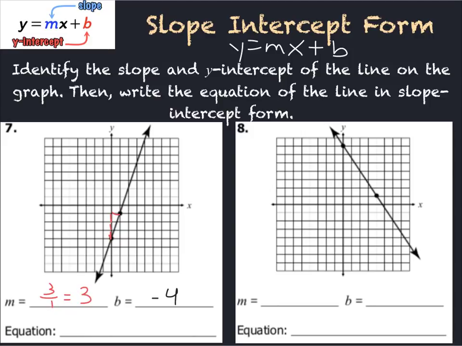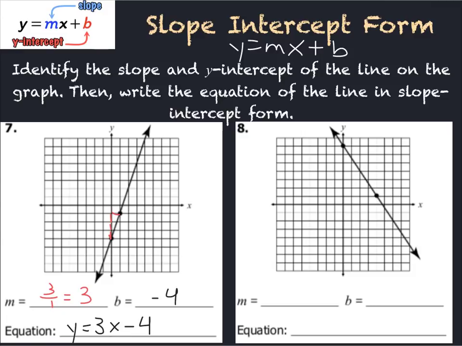Our slope is 3. So if we're writing an equation in slope-intercept form, it would be y equals m, which is our slope, 3, times x, plus b. Well, b is -4, so I would just put -4.